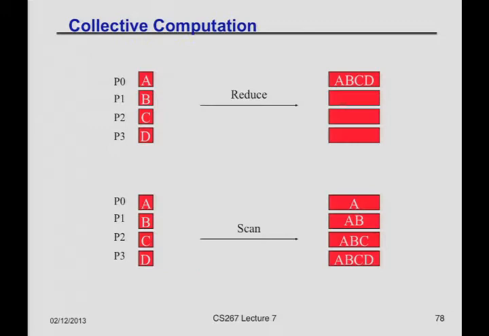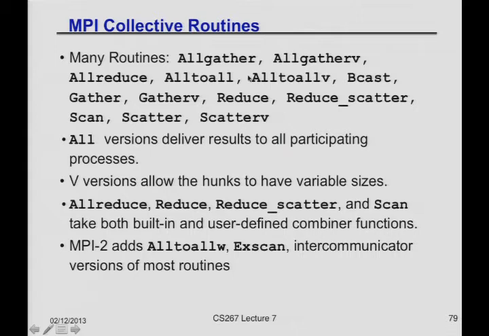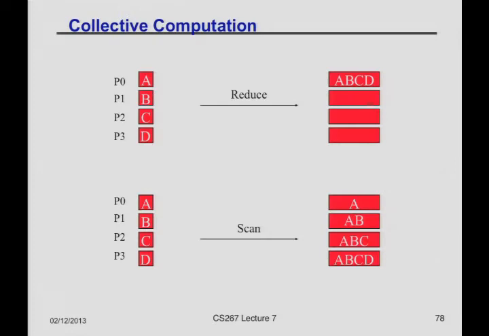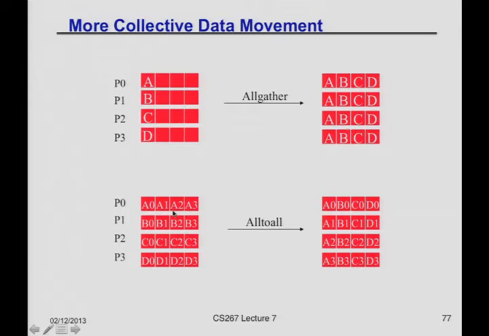They also have a version where there's a V at the end or no V at the end. If there is a V at the end, that means the amount of data on each processor can be different. Here, I had an equal amount of data on each processor, 4 words. You don't have to have 4 in every processor. It could be different. In that case, the semantics are a little different, but there's a V at the end. Those are all available too.